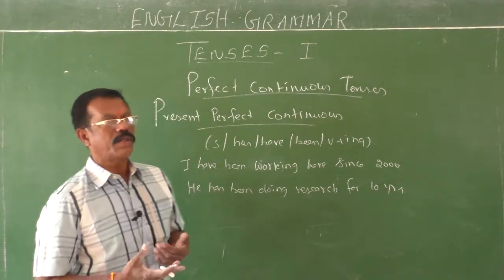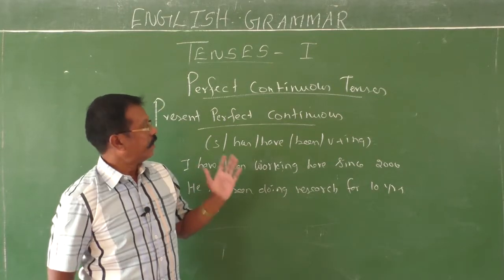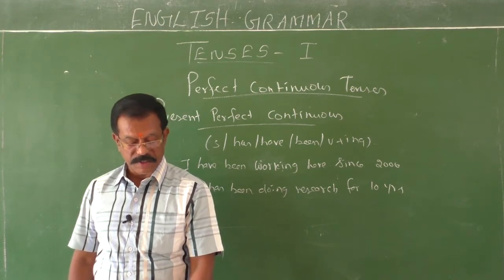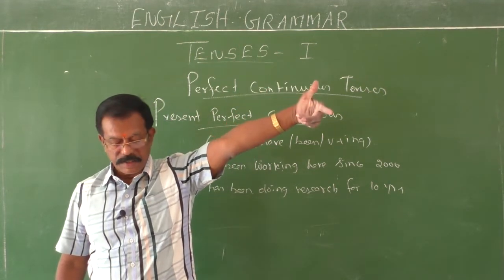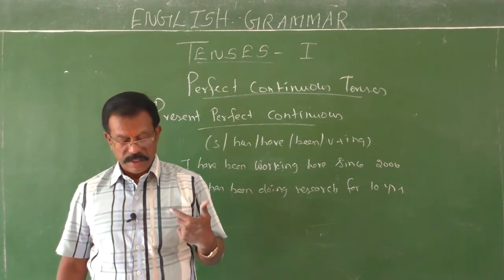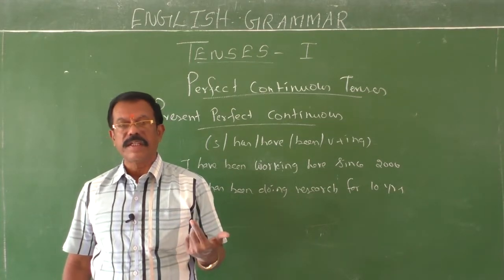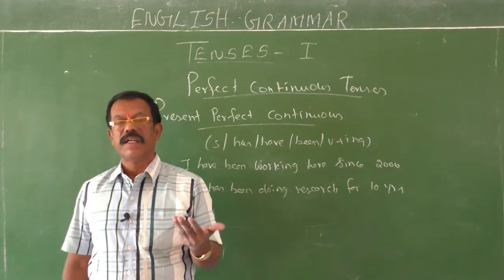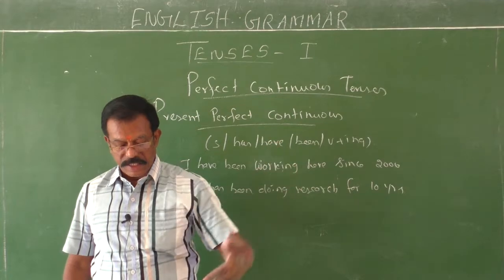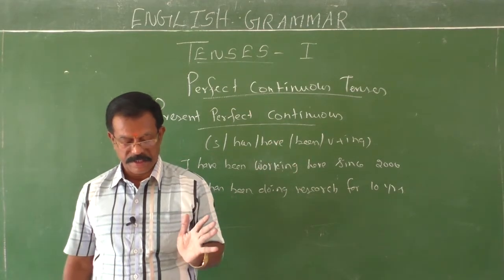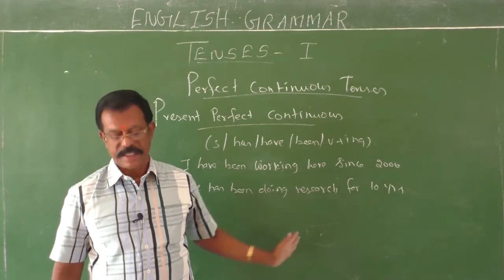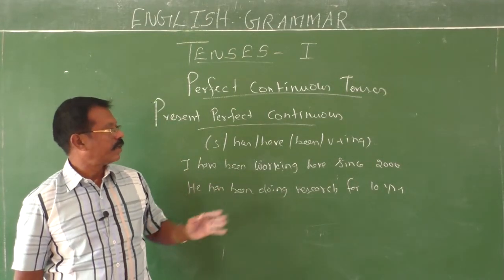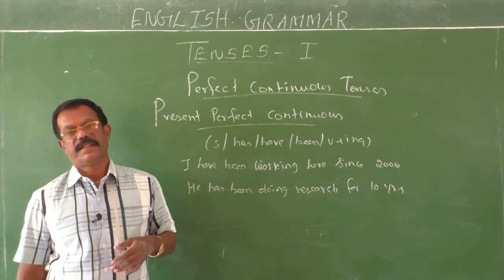So, when you want to say the continuity of an action over a long period, present perfect conditions, an action started in the past and still continues. This tense is used to express an action which already began in the past and still continues, not yet finished. That's important. This is often used with for and since. She has been reading English for 2 hours. I have been working here since 2000 means still I am working.